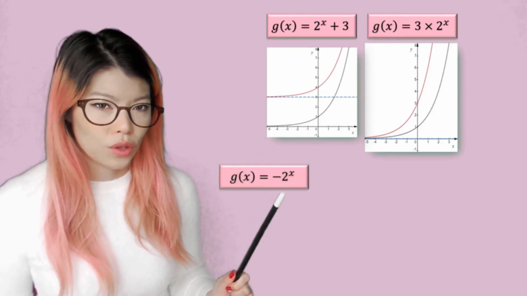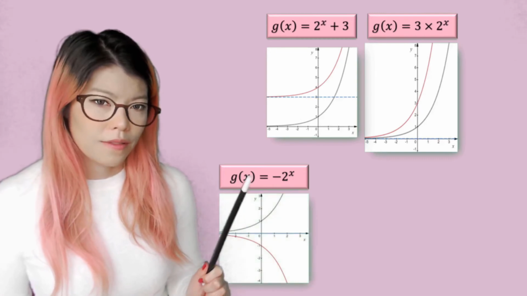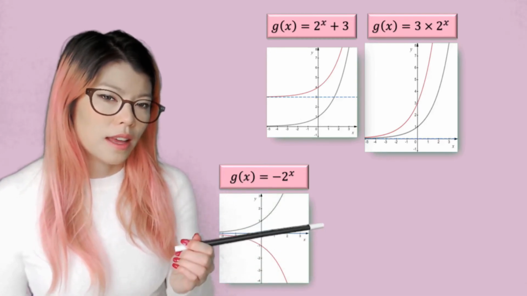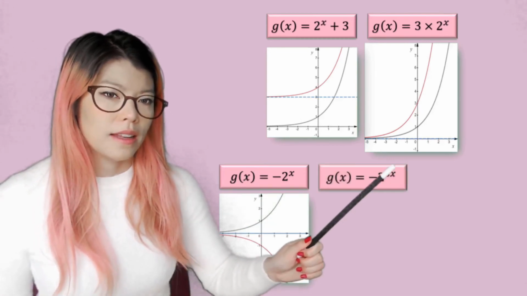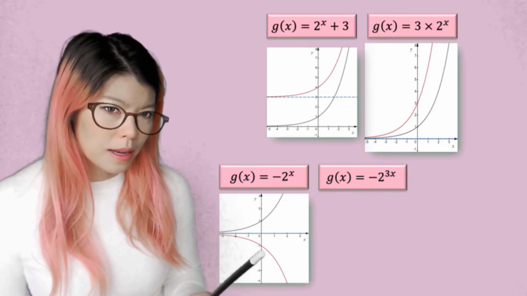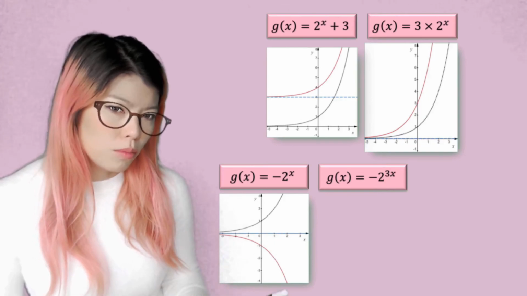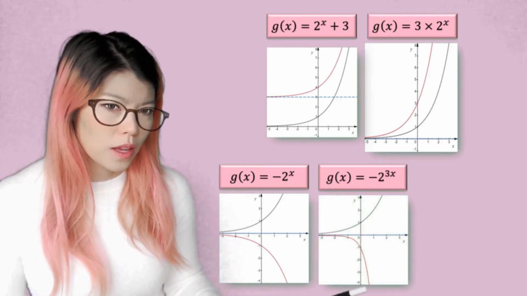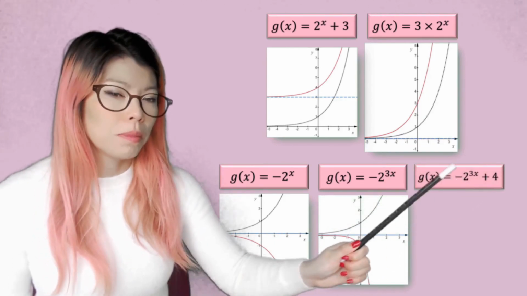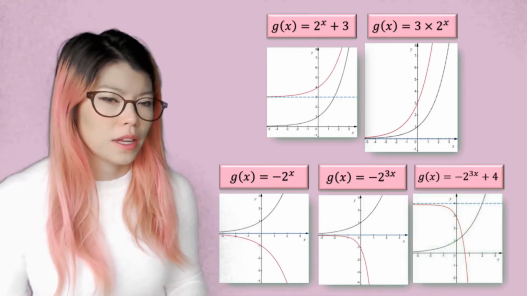Here we have negative 2 to the x. So here we have the negative means a reflection in the x-axis, and the 3 would look like that. Sorry, the negative 2 to the 3x will look like that, but now it moves faster, it curves a lot more. And negative 2 to the 3x plus 4 will look like that, but shifted up by 4.